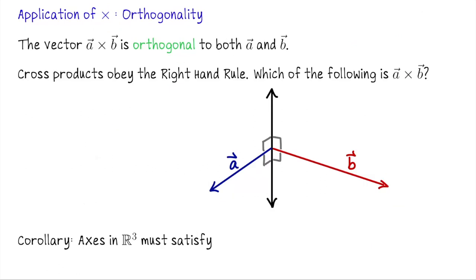Now that we've seen algebraically how to compute the cross product of two vectors A and B in three-dimensional space, let's talk about geometrically what the cross product does. One of the main applications of the cross product, one of the reasons why we care about taking this operation on two vectors, is that the resulting vector, A cross B, is orthogonal to both of the original vectors A and B. Recall, orthogonal means perpendicular. So A and A cross B have a 90 degree angle between them, as do B and A cross B.